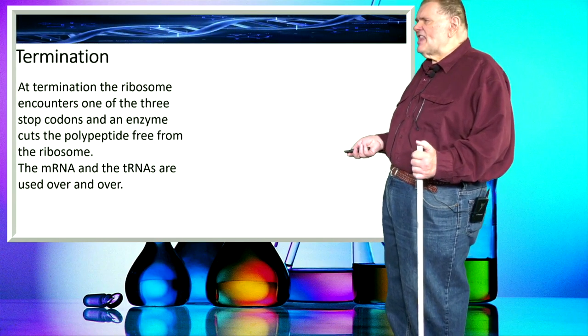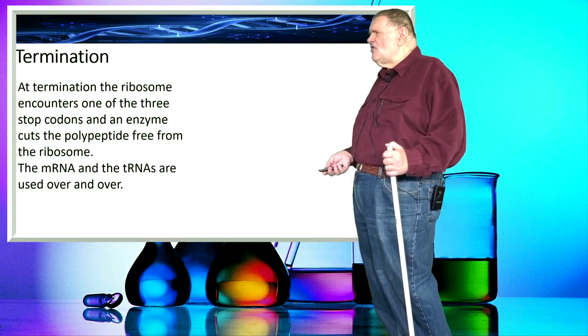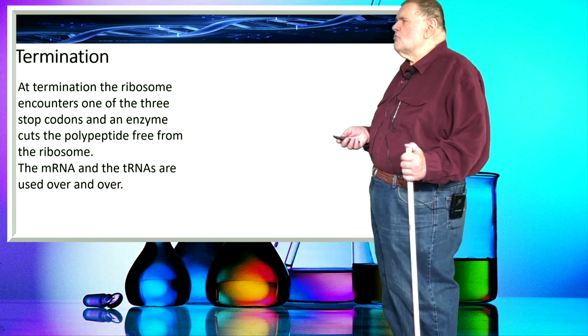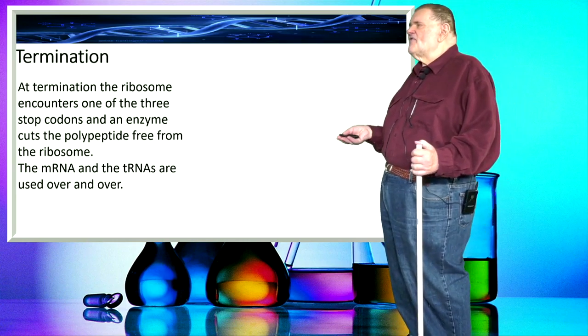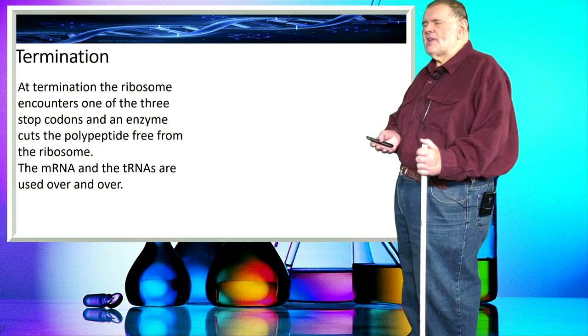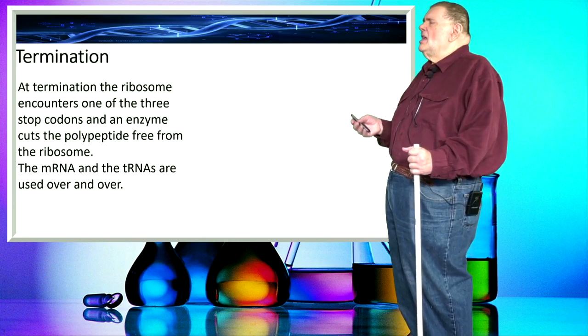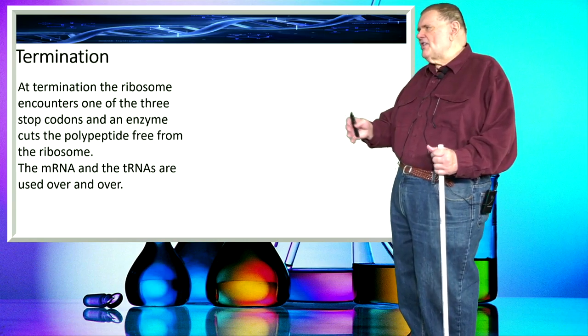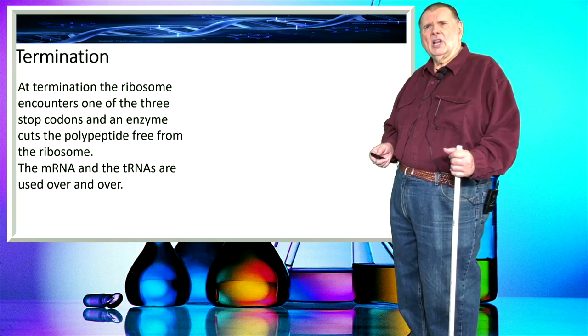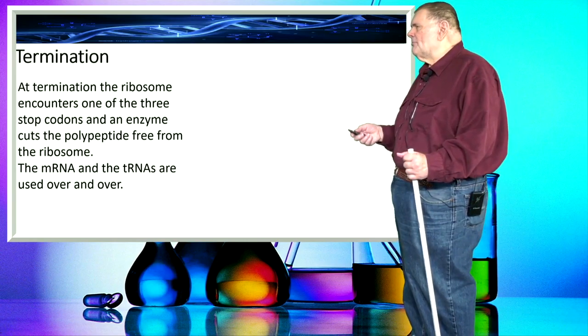So that last step then is termination. At termination, the ribosome encounters one of those three stop codons from the wheel, and an enzyme cuts the polypeptide free from the ribosome. The messenger RNA, the tRNAs, they all get used over and over, making more and more copies.